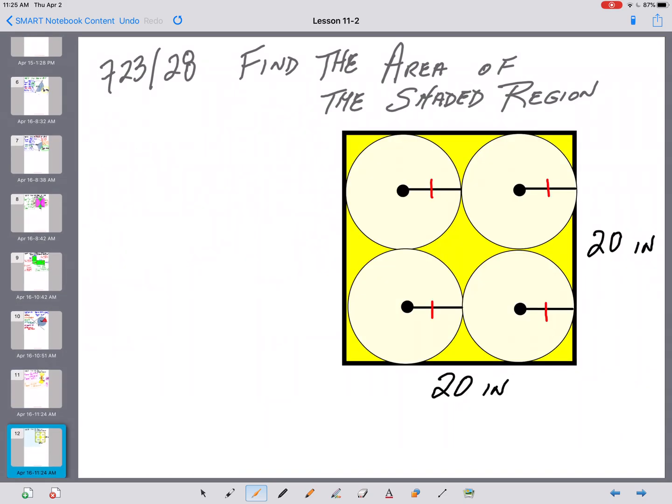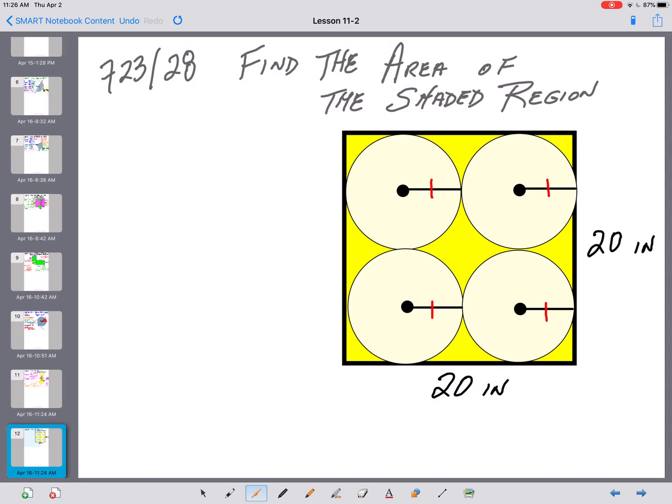Let's go to the last one. Okay, what do we have here? What are the shapes that you see? I see a square, 20 by 20. And of course, I see 4 circles. What are we going to do with those shapes? We're going to take the square and minus 4 circles.